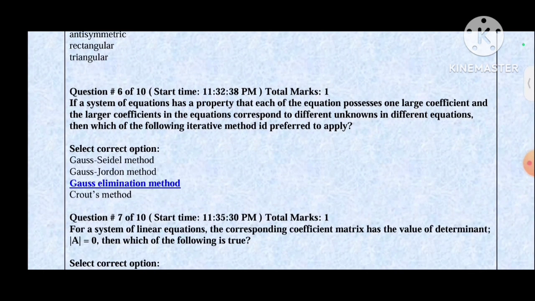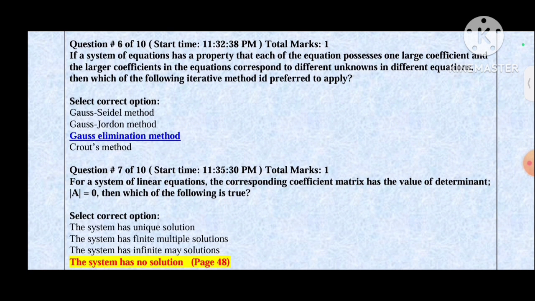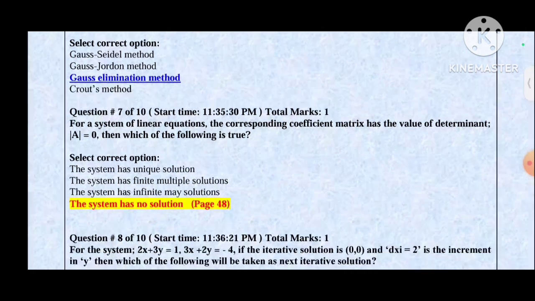If a system of equations has the property that each equation possesses one large coefficient and the large coefficient is in the equation corresponding to different and non-different equations, then which of the following iterative methods is preferred to apply? दिस इज गॉसेस एलिमिनेशन मेथड. ये आप लोग फिजिक्स में पढ़ चुके हैं क्लास 12 में.